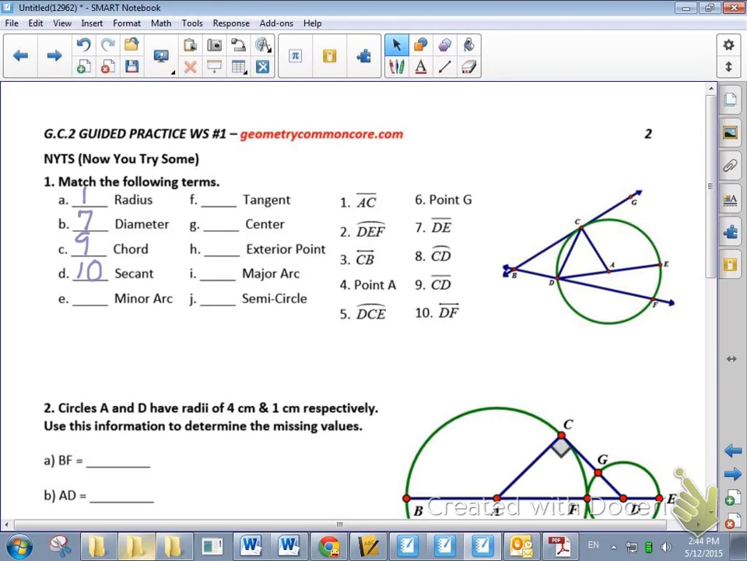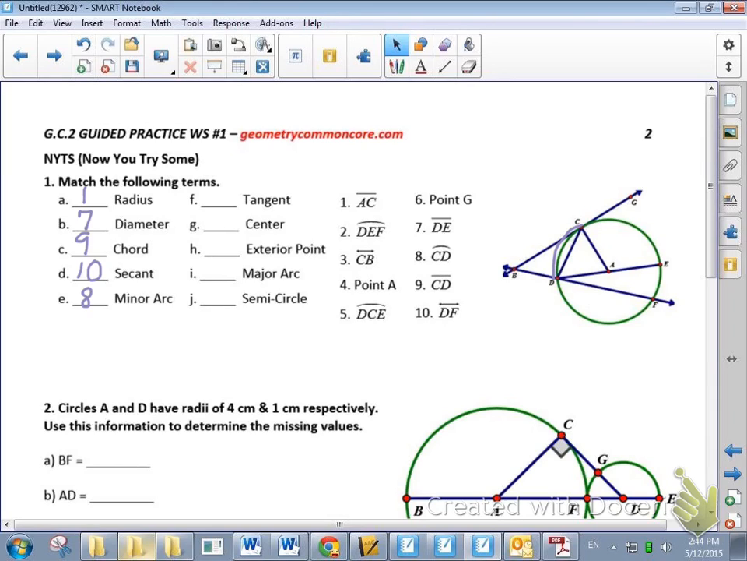Okay, a minor arc. So this is an arc that's less than 180 degrees. And an arc, again, is notated with the arc over the top, not a straight line. So we see here that CD is a minor arc. So that's 8.